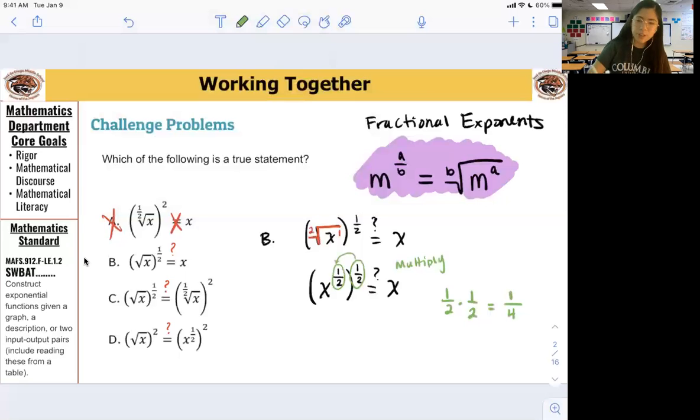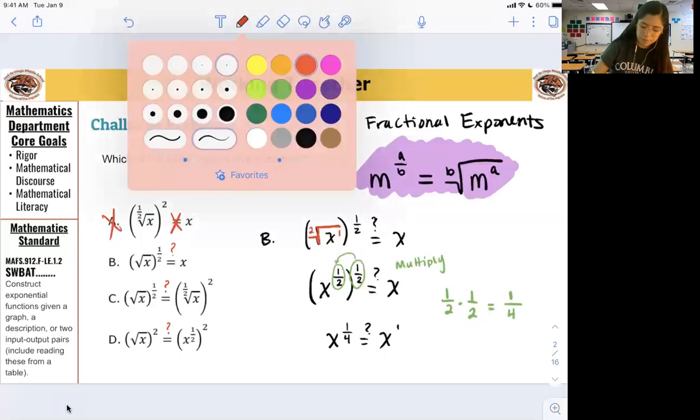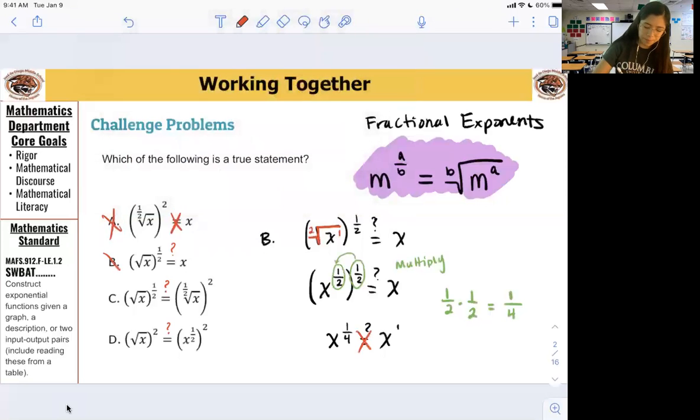How do we multiply fractions again? Straight across. So I have x to the power of 1/4. Does that equal the same thing as just x? No. Nope, no match. No match for B.